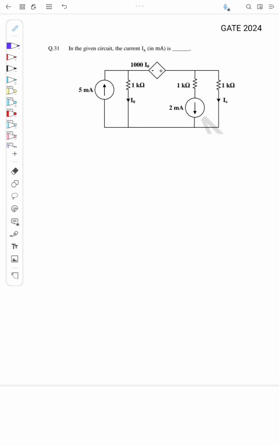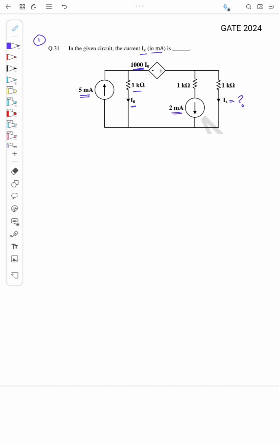Yeah, so this is a question from GATE 2024, and the question is in the given circuit, the current Ix is, that also Ix is in milliampere. So this is the circuit, and we need to find what's the value of Ix here. Okay, so let us analyze here. So we have a 5 milliampere current source, a 2 milliampere current source here, and there is a dependent source, that is 1000 I naught, where I naught is the current flowing through this 1 kilo ohm resistor.